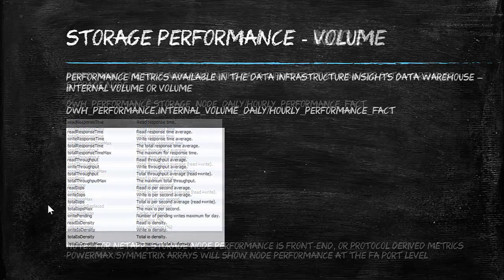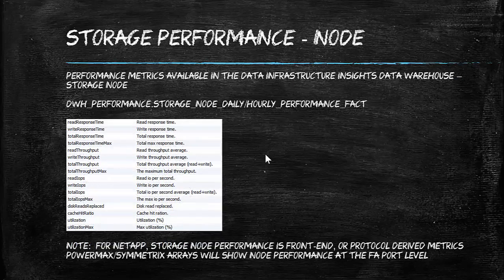One thing I wanted to mention, that node specific performance is front end. I did mention it earlier in this session. It's protocol derived metrics. They're front end metrics. They're not back end or volume level metrics. They're front end or disk level metrics. No. This is from the controller's perspective, right? So these metrics are derived from that layer.